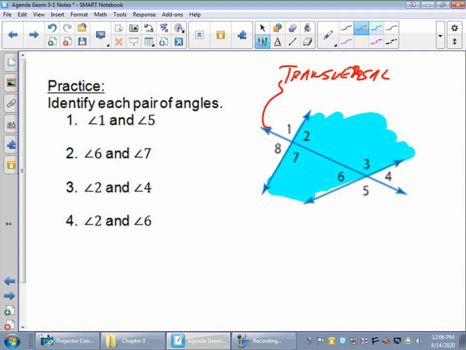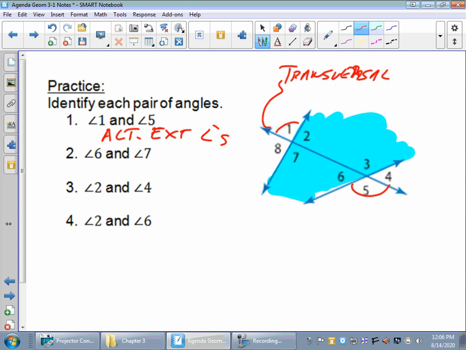So 1 and 5. We take a look at angle 1, and here's angle 5. What relationship do they have? Well, are they interior? No, they're not interior. So we know they're going to be exterior angles. And are they on the same side of the transversal or on opposite sides? Well, they're on opposite sides. This one's above it, this one's below it. So opposite means they are alternate, and they're exterior angles because they're not highlighted, they're not on the inside, so they would be alternate exterior angles. How about 6 and 7?